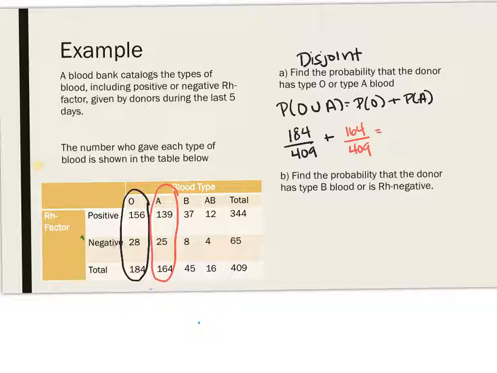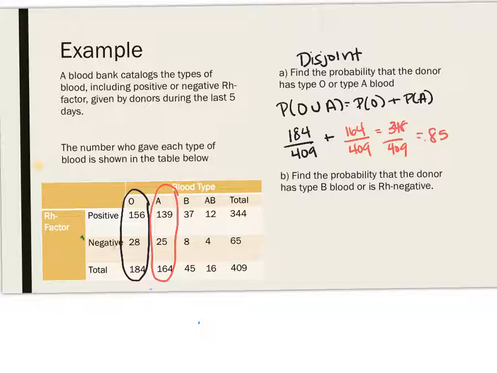And that's equal to 184 plus 164, 348 out of 409, or the decimal is about 85%. So that tells me that the majority of people in this sample have type O or type A blood.